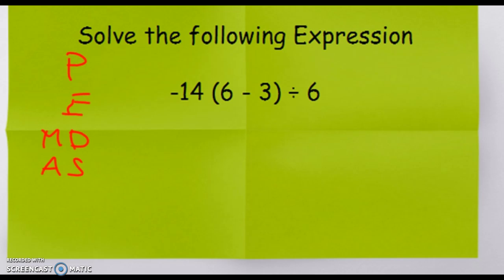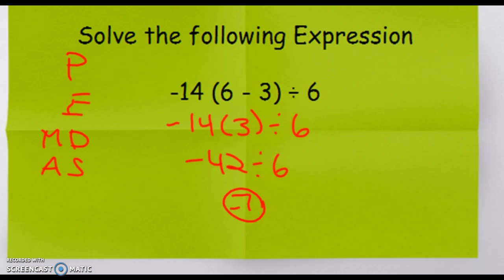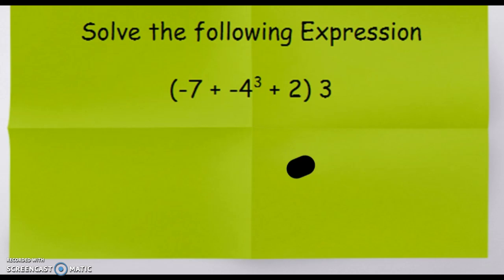So I'm going to first start inside my parentheses. 6 minus 3 is going to be 3, but I need to rewrite everything else that I have. Negative 14 times 3, that is going to be, let's see, 15, 30, 45, 42, negative 42. And then if we divide that by 6, we are going to get negative 7 as our answer. So you need to remember integer rules. A negative number divided by a positive number is going to get you a negative answer.